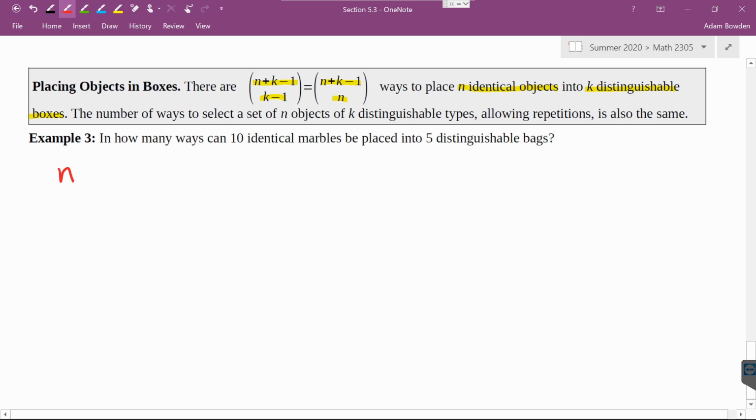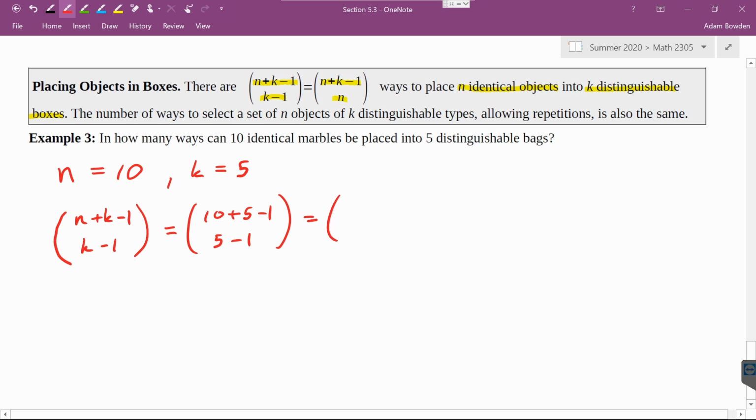So in this example, we have 10 marbles. That's the number of objects, and that's going to be the n. And k is the number of boxes or bags, and so there are 5 distinguishable bags. And so by our formula up above, n plus k minus 1, choose k minus 1, would be 10 plus 5 minus 1, choose 5 minus 1, which would be 14, choose 4. And that calculation, again, our formula for that is 14 factorial divided by 4 factorial times 10 factorial. And that comes out with 1001.